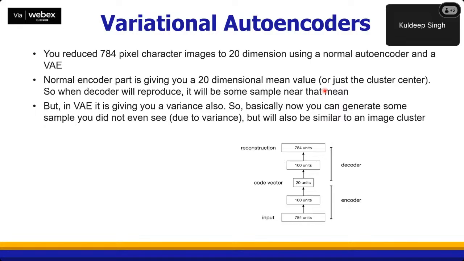However, in the case of the variational autoencoder, it will give you the variance along with the mean as well. So basically, with this mean and variance, you can generate some samples which you have not seen earlier because of the variance available to you. And still it will be very similar to the input image cluster. So that's the advantage. That's the basic concept of the variational autoencoder. And that's the difference in comparison with the autoencoder.